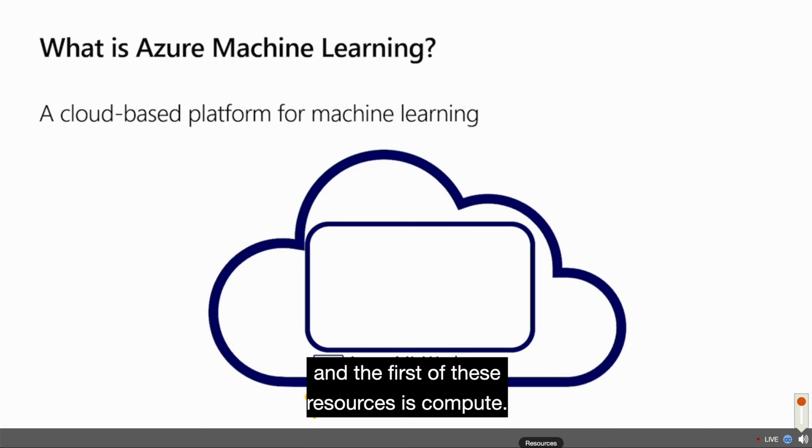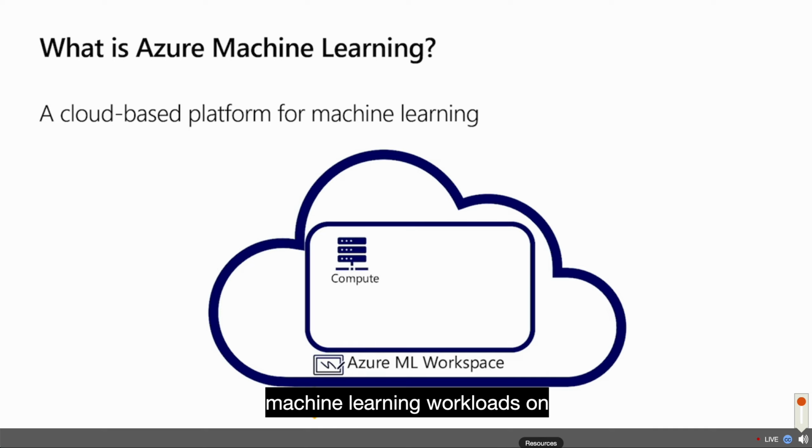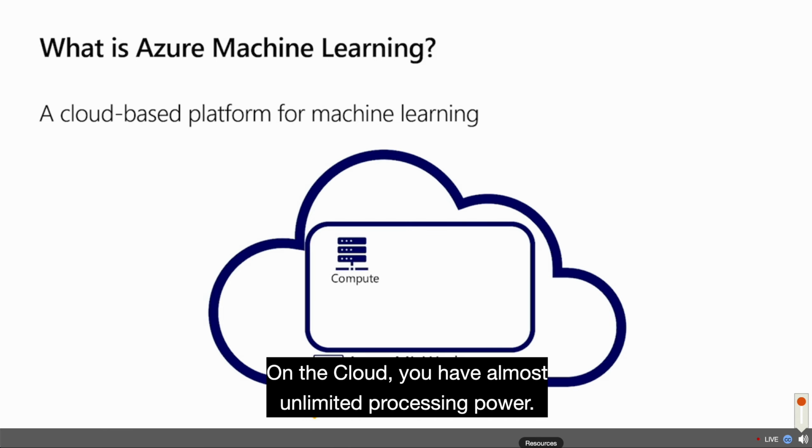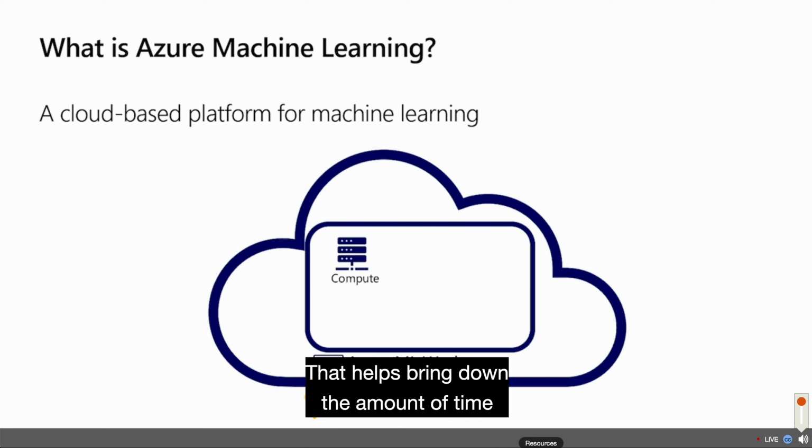And the first of these resources is compute. Compute is needed to run machine learning workloads on the cloud instead of in your local computer. Running large machine learning workloads on your computer could take days or even weeks at times based on how much data you have. On the cloud, you have almost unlimited processing power, and that helps bring down the amount of time required to train your machine learning models.